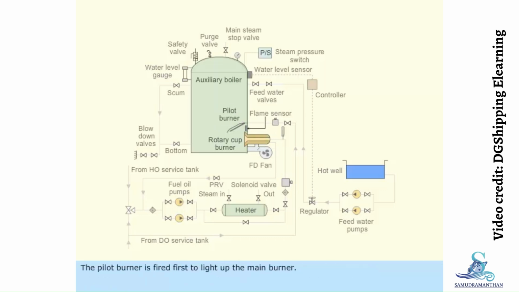The pilot burner is fired first to light up the main burner. A flame sensor senses the flame of the pilot burner and actuates the fuel oil solenoid valve for the main burner. The feed water pump takes suction from the hot well and discharges to the boiler drum through the feed water regulator. The feed water regulator maintains the water level in the boiler according to the steam demand.